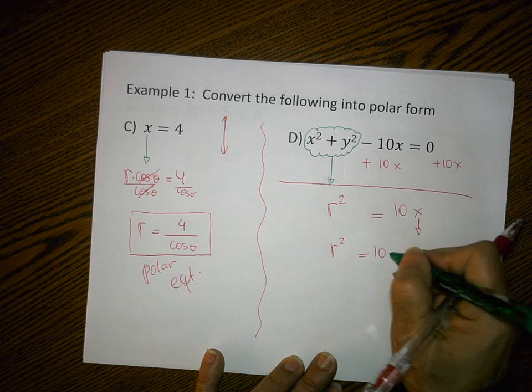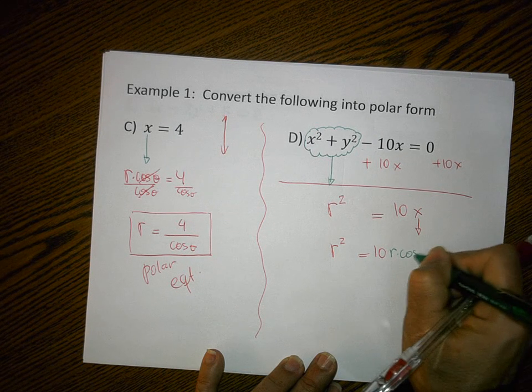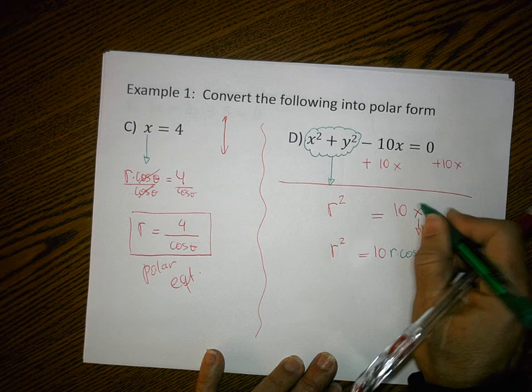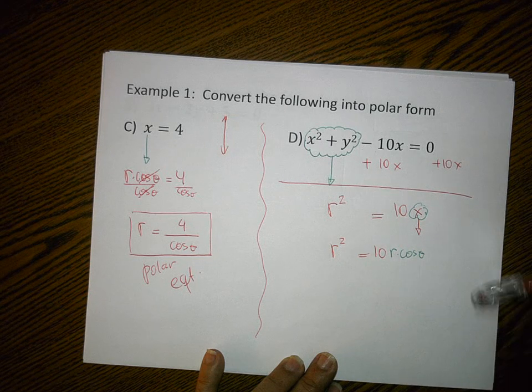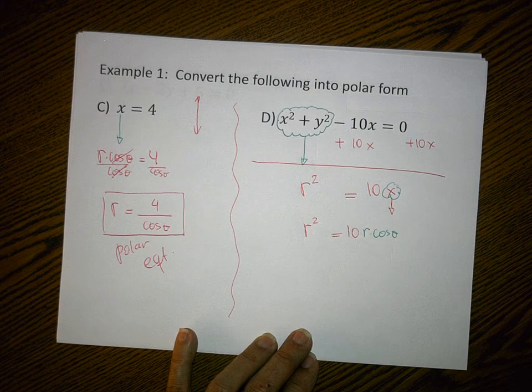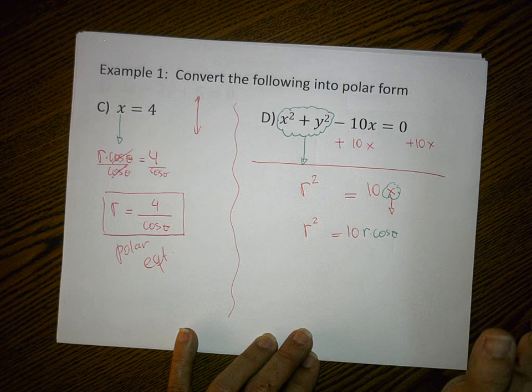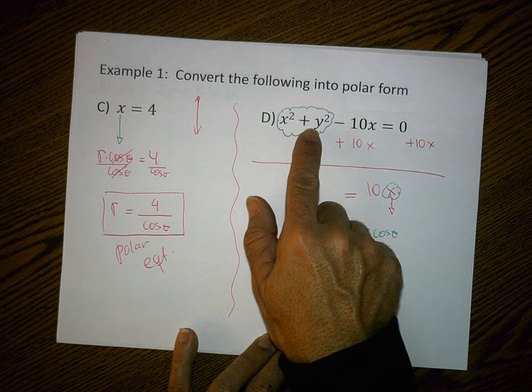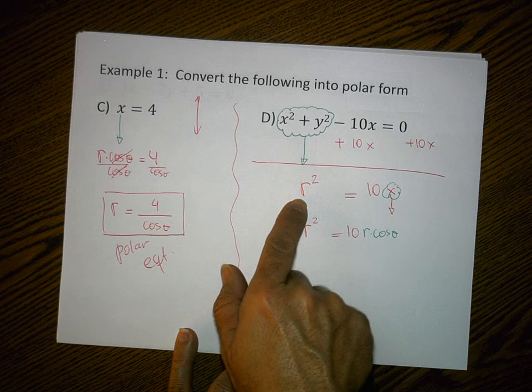This can be r cosine of theta. So I substitute this right here for r cosine of theta. There we go. I no longer have x's and y's. We have to get rid of x's and y's. Our goal is, every time I see x squared plus y squared as a binomial, I can switch it for r squared.